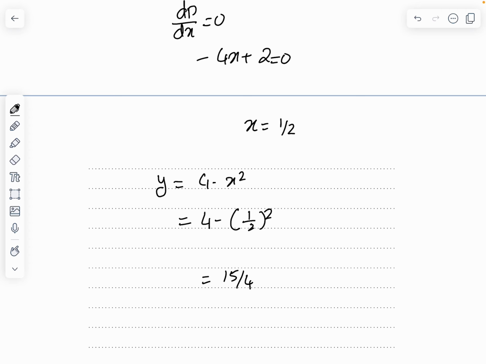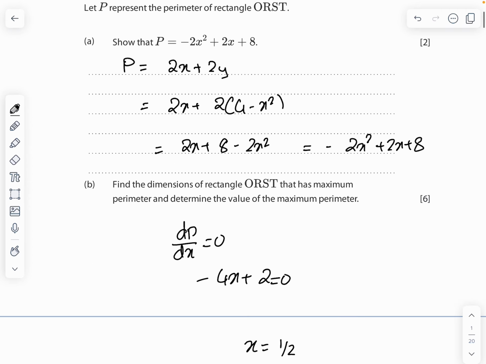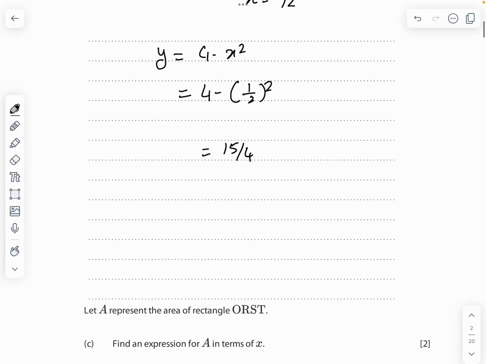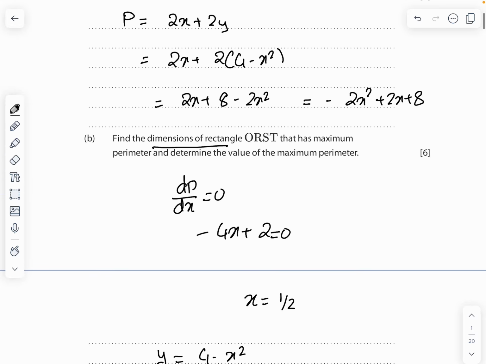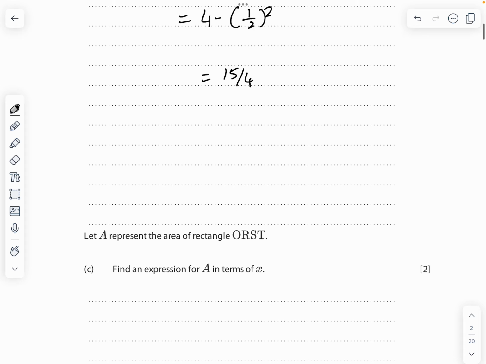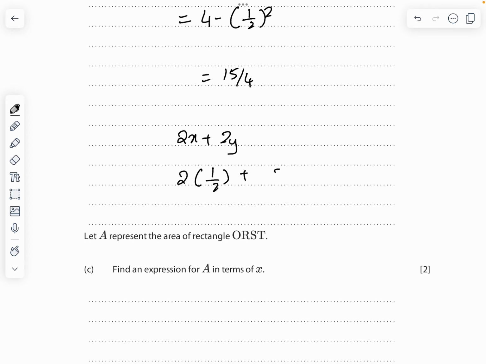So I got the value as 15 upon 4. The dimensions are x equals 1 upon 2. He's asking what are the dimensions. x is 1 upon 2 and y is 15 upon 4 are the dimensions. Next, he is asking to determine the value of the maximum perimeter. So which is going to be 2x plus 2y, which is 2 times 1 upon 2 plus 2 times 15 upon 4, which is going to be 17 upon 2. So that's going to be the maximum perimeter.